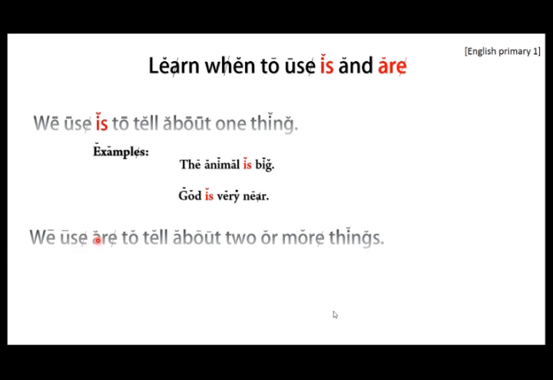We also use are to tell about two or more things. Example, we have the animals are big as against the animal is big. The animals are big. All things are made by God. Not all things is made by God. That is wrong. All things are made by God.